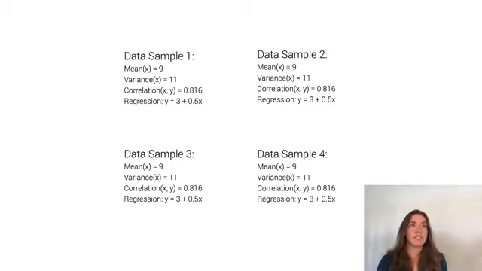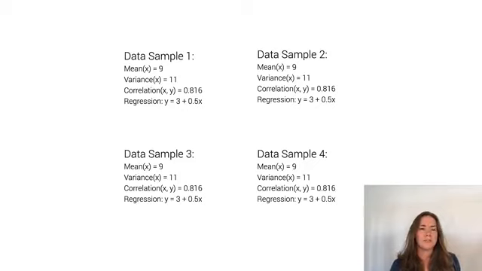Take, for example, these 4 data sets. Would you say that these distributions are quite similar? Many of you have probably guessed that I'm messing with you a little bit here. All of these data sets have the same first order statistics. They have the same mean, variance, correlation, and regression.